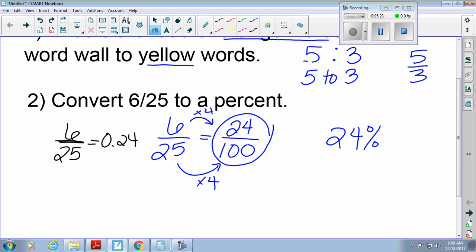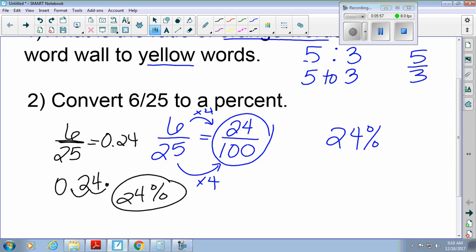Everybody, how many spots? 2. All right, very good. So we're going to move it 2. Now, which direction do we want to move it if we're taking it from a decimal to a percent, with an R? Percent. What do you think, Sue Ann? Right or left? Per with an R. Right. Right, very good. Correct. So 2 spots to the right to make it a percent, and that is 24%. Any questions on that?